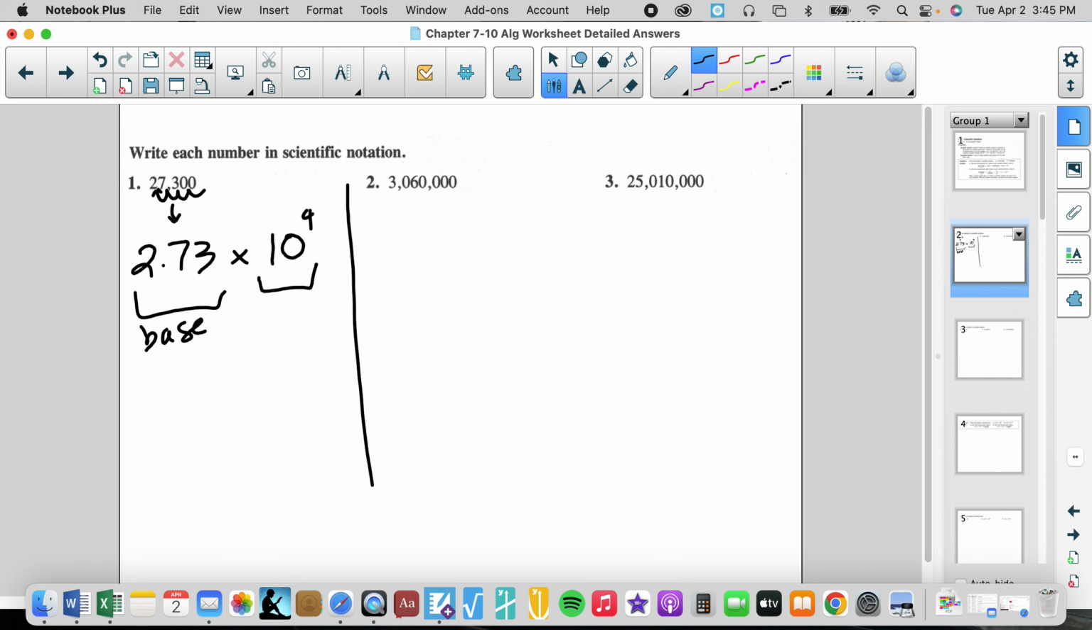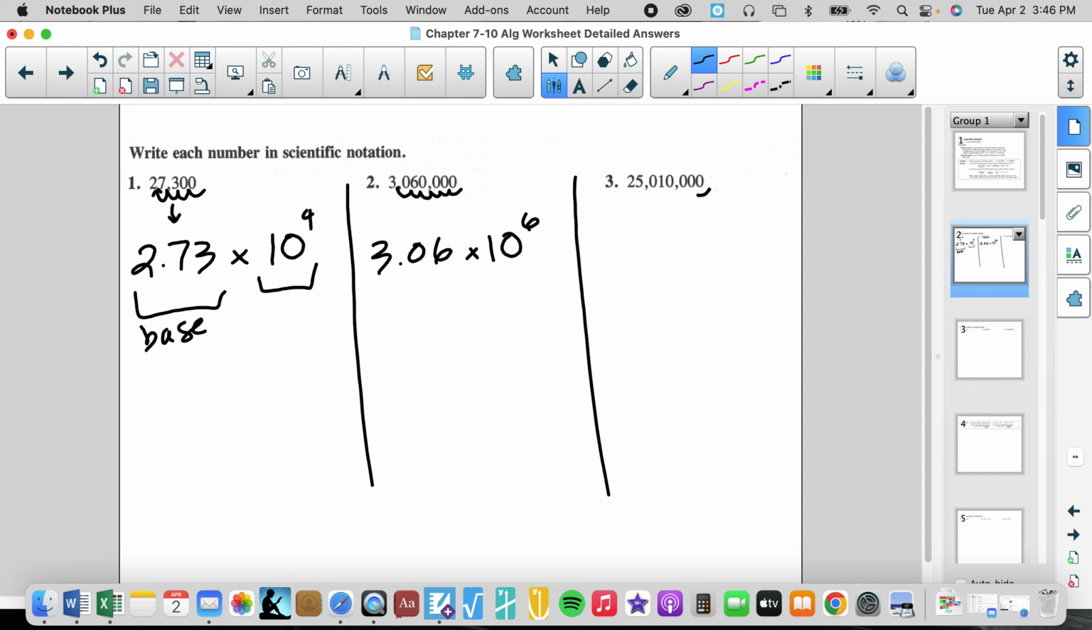So we're going to keep track of the 10s that we write, and it's 1, 2, 3, 4, 5. Now it's 3.06. I couldn't stop when the number was 30 because it's not between 1 and 10. So we have 3, 6, 3, 4, 5, 6. So that's times 10 to the 6th. So the 10 to the 6th is 1,000,000.